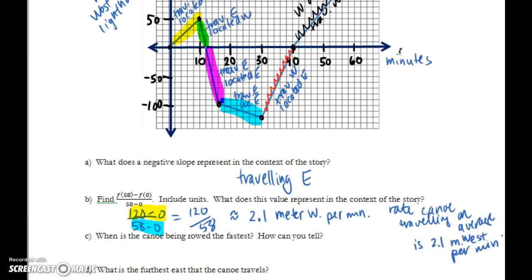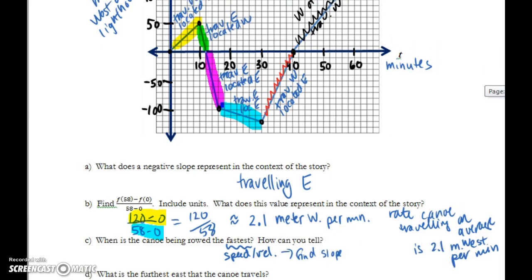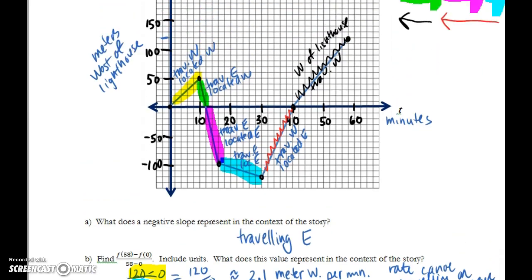The next question is, when is the canoe being rowed the fastest? When we're talking about fastest, we're talking about the speed or the velocity, and that means we have to find the slope. So we're looking for where the steepest slope is. How do we find slope? It's rise over run. So let's find the slope for each portion of our graph.